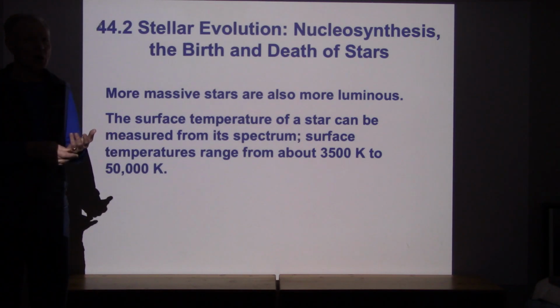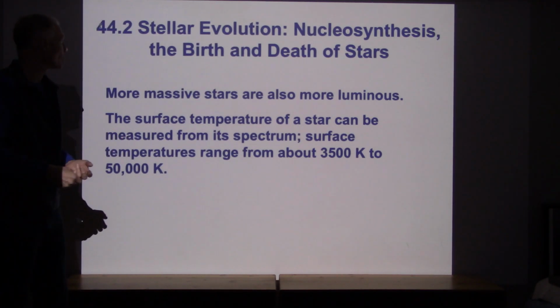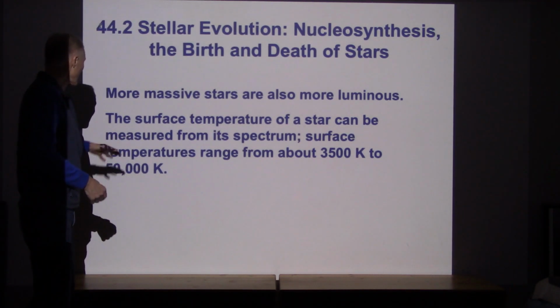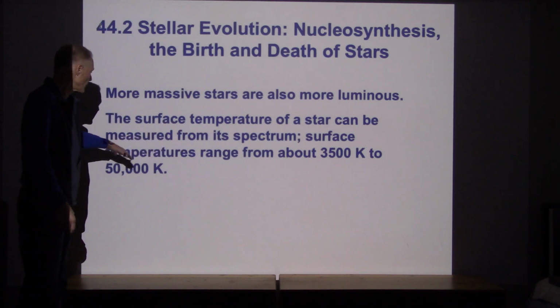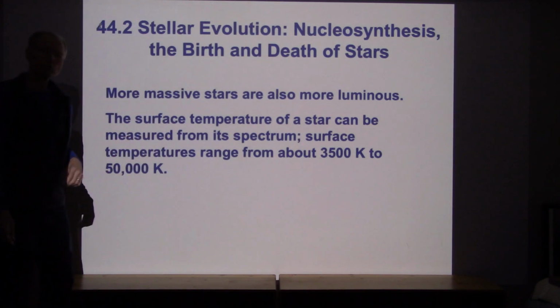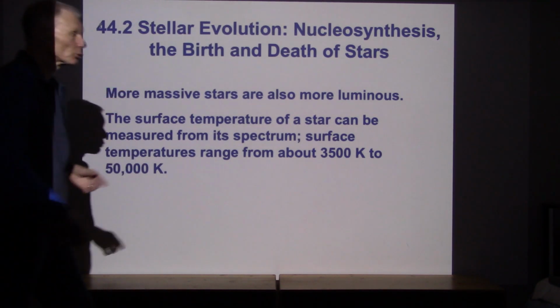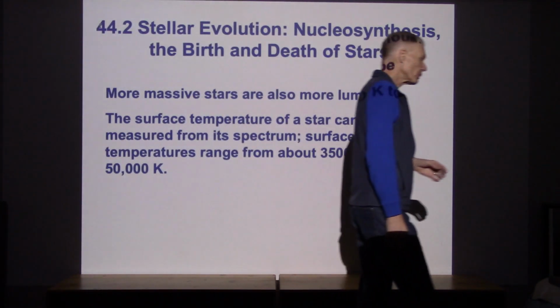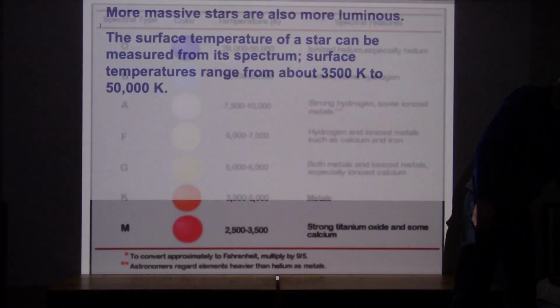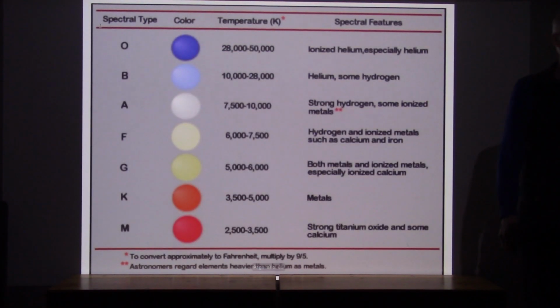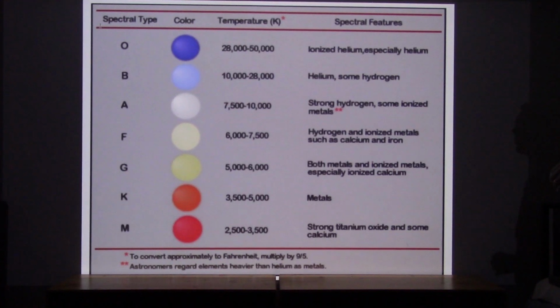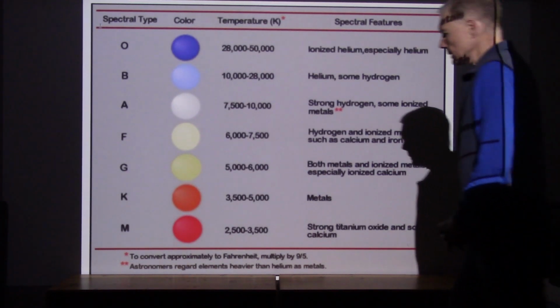So now that we know the energy output of those stars, another property we could make a comparison with is surface temperature. So this is telling us that surface temperature varies between about 3,500 Kelvin all the way up to about 50,000 Kelvin. So here's a nice diagram.